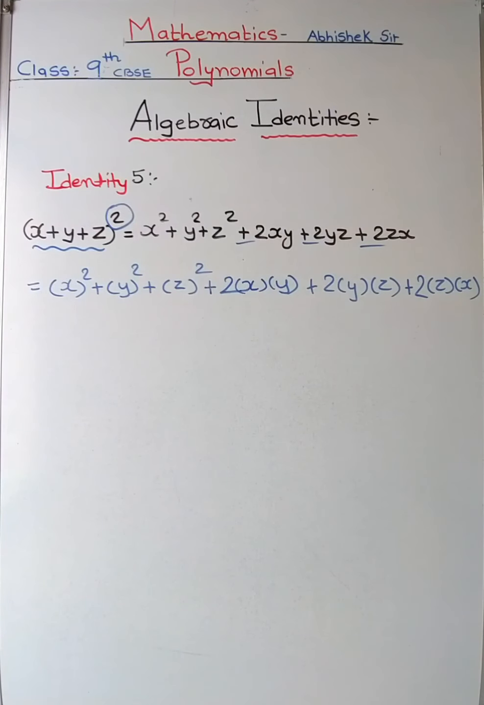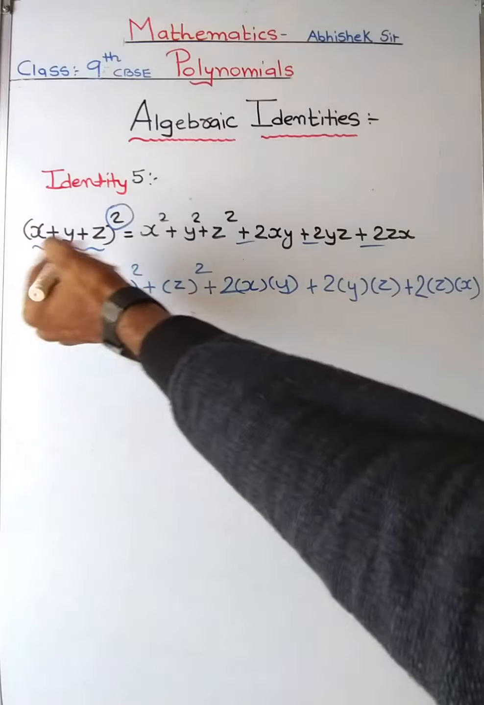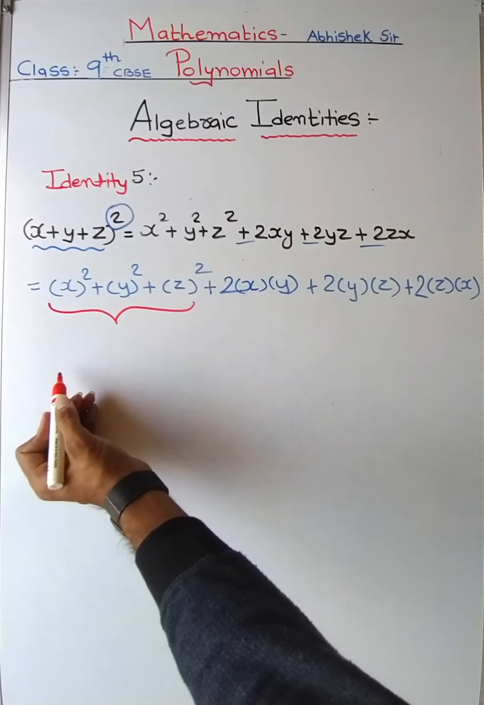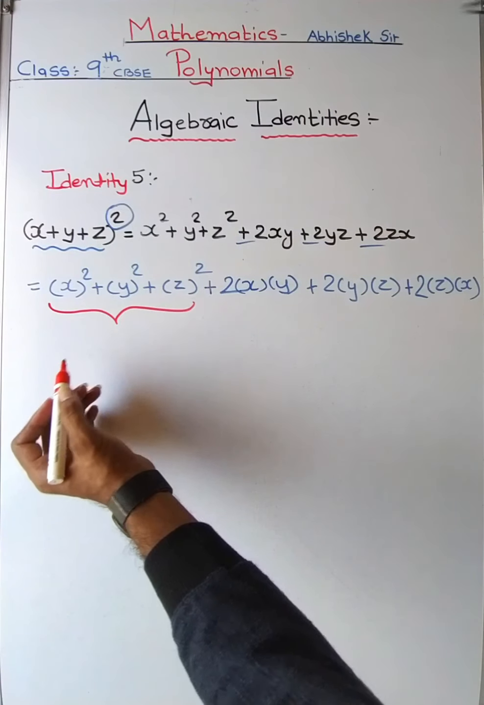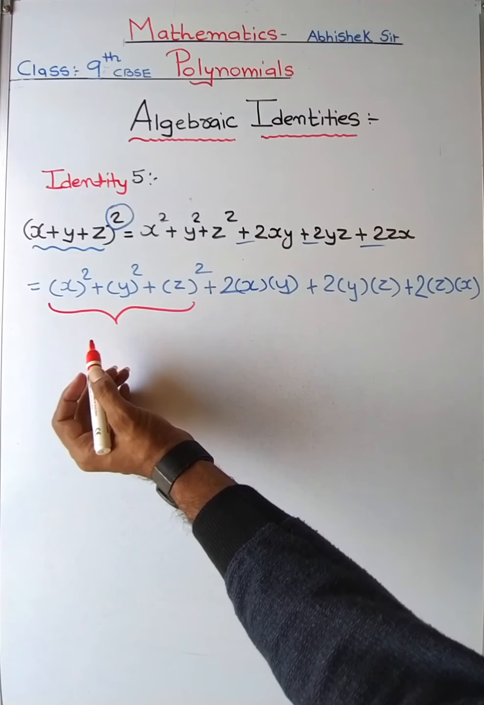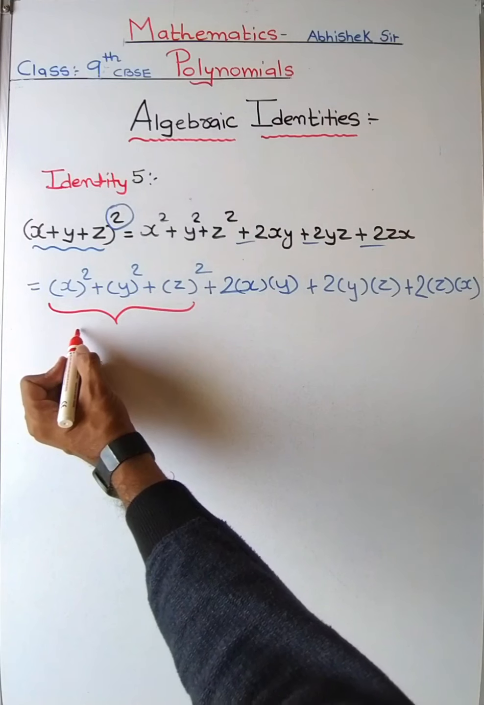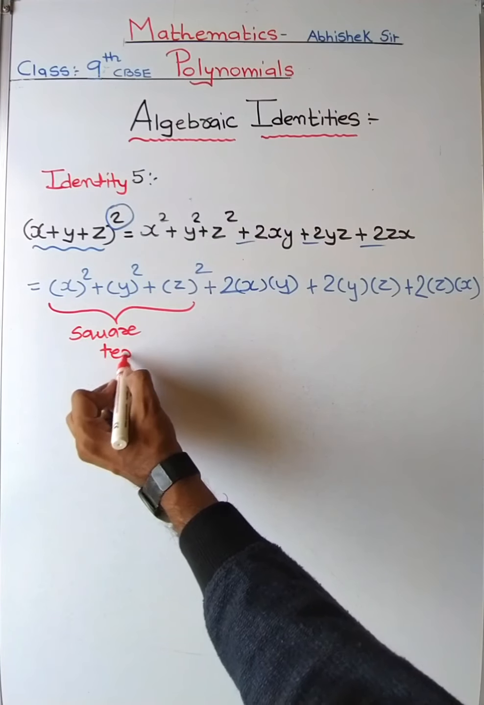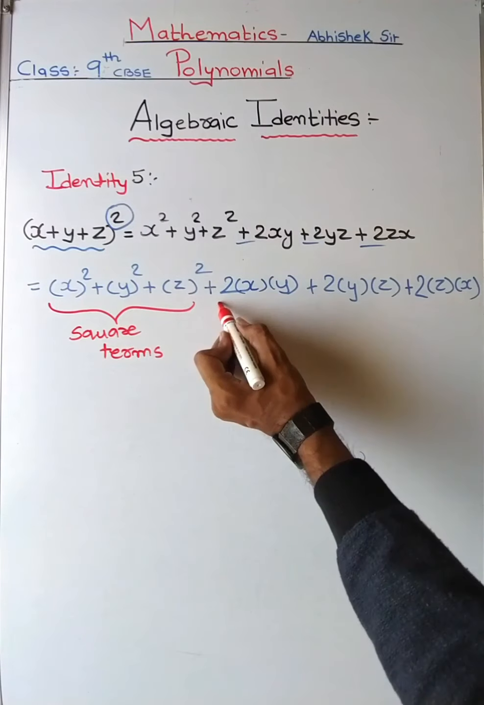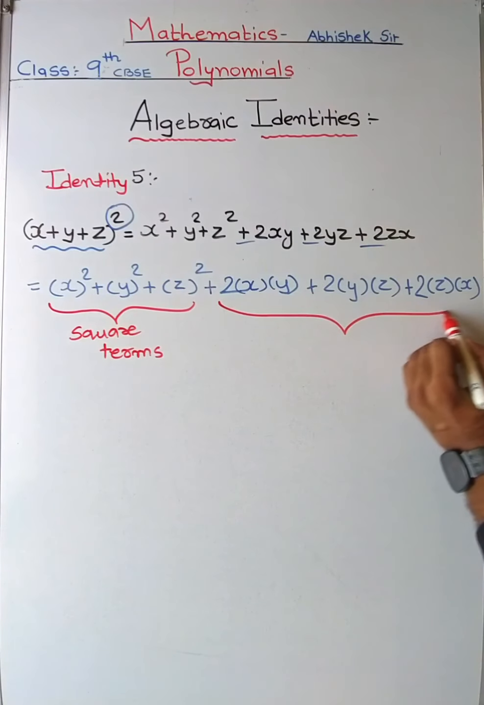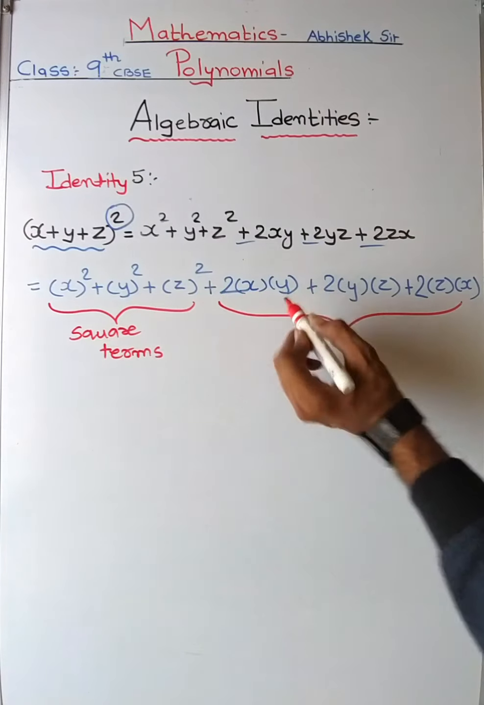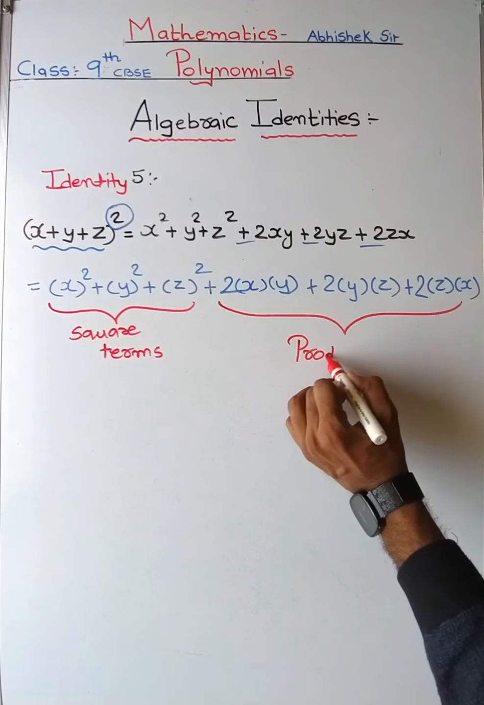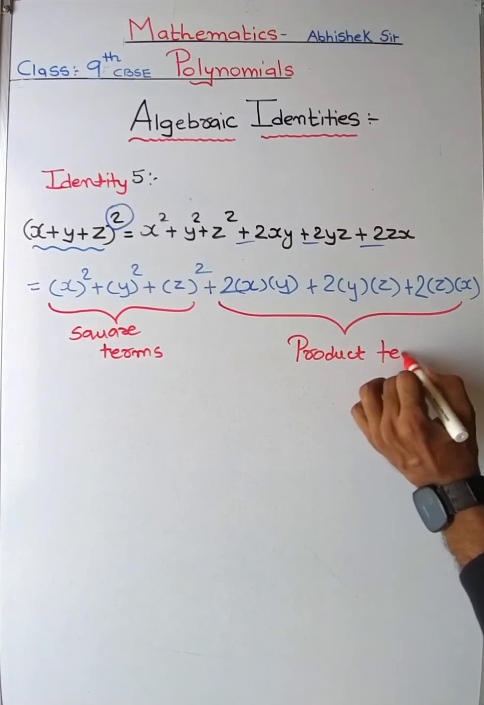Clear? So if we have three terms, a trinomial, see carefully, the first three terms contain square terms. These three will be the whole square terms, and these three, that is 2xy, 2yz and 2zx, they will be the product terms, right?